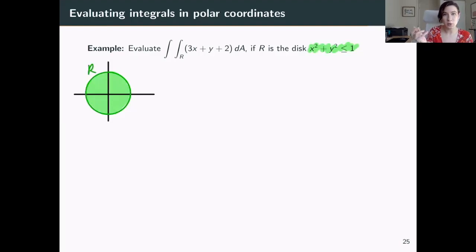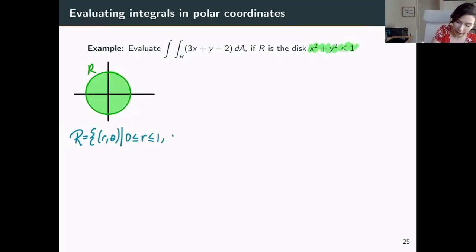Translating this into polar coordinates, we can see that our region R is going to be equal to points (r, theta) such that 0 is less than r is less than or equal to 1. We have all of the radii from 0 to 1. And our thetas are going to range from 0 to 2 pi.